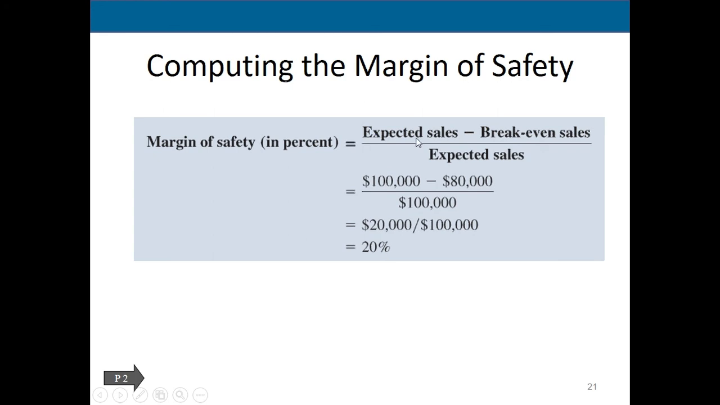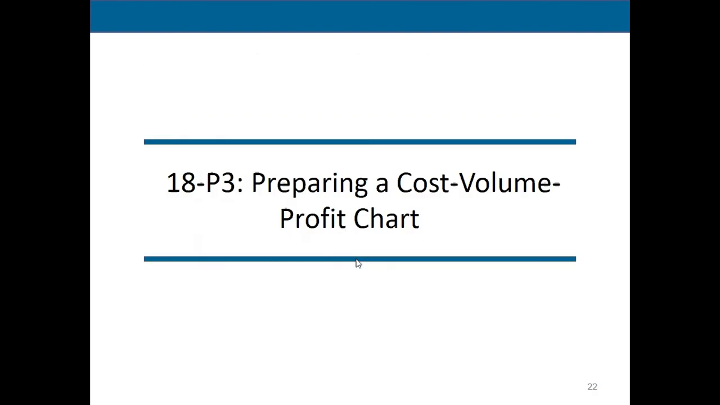Well, that's just if we expect sales to be 100,000 and we take it away from breakeven sales, divide that again by our expected sales, it says that our margin of safety is going to be 20%.